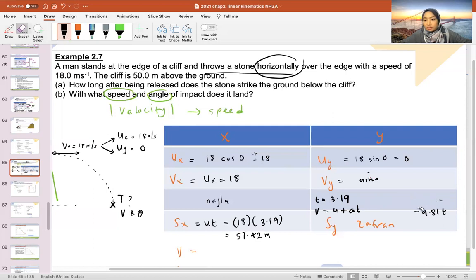Sorry. So kita akan tengok jawapan orang lain macam mana. Minus 31.32 equals to 0 minus 9.81 T. So this was how Daphne found out T. Okay, and then SY. What is the SY, Zafran? The SY is negative 50 meter.